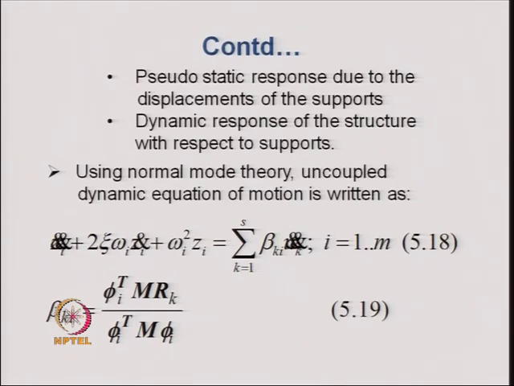So, for the kth support excitation, there is a mode participation factor in the ith mode that is called beta ki, and that is given by phi i transpose m r k divided by phi i transpose m phi i. R k is the kth column vector of the R matrix, that is the influence coefficient matrix that we multiply with the mass matrix, then multiply with x double dot g to find out the earthquake force. In other words, for a multi degree of freedom system with multi support excitation, on the right hand side we write minus m r x double dot g. So R k is the kth column of that R matrix.